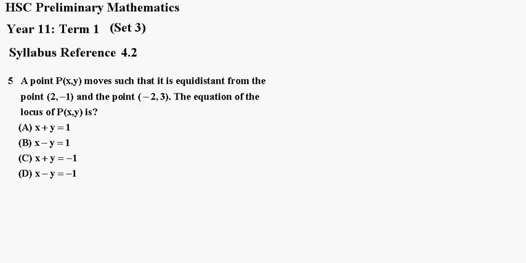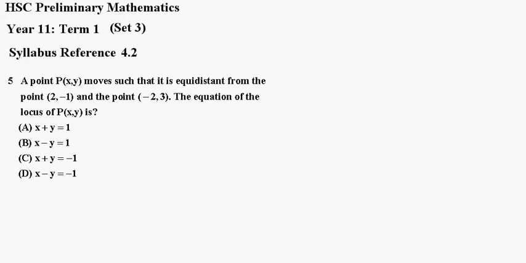Question 5. A point P(x, y) moves such that it is equidistant from the point (2, -1) and the point (-2, 3). The equation of the locus of this point is A, B, C or D.